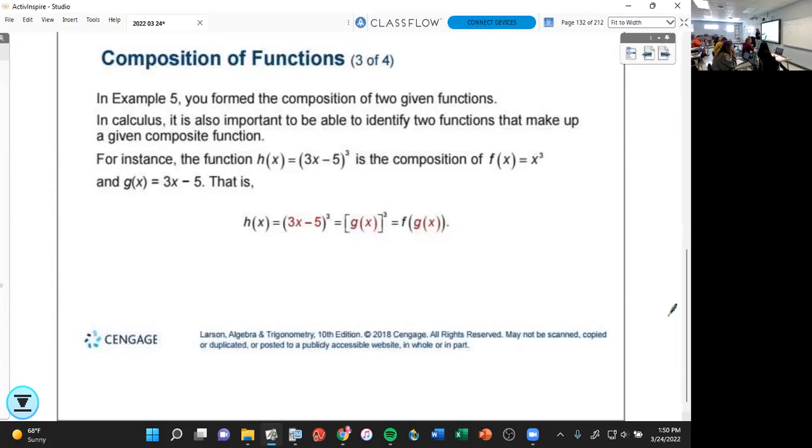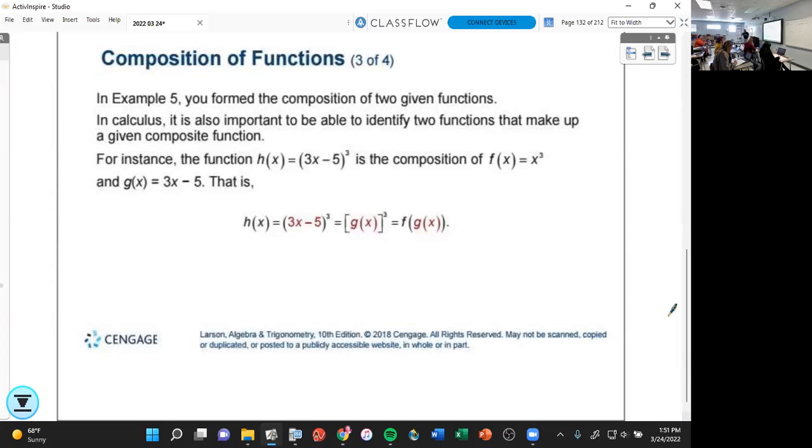So here's what's happened. H of x is what happens if you compose f of x and g of x. So if g of x is 3x minus 5 and f of x is x cubed, then h of x would be (3x minus 5) cubed, which is g of x. 3x minus 5 is g of x, right? G of x cubed. So f of g of x. So it's going backwards.